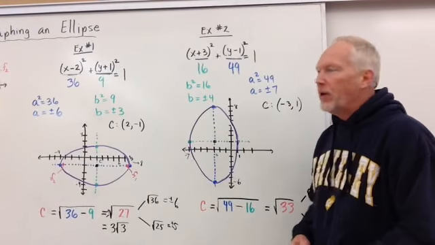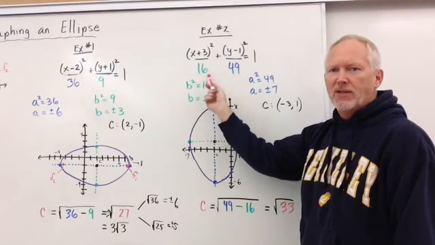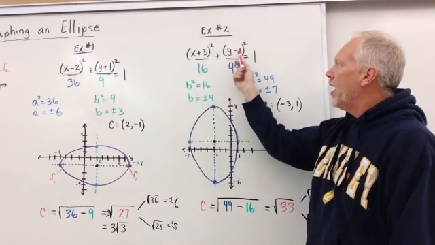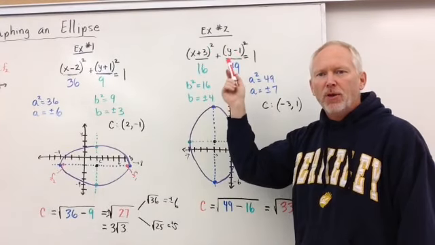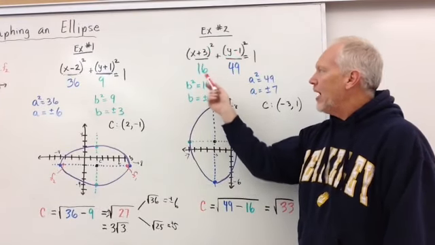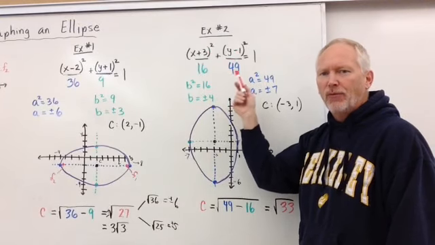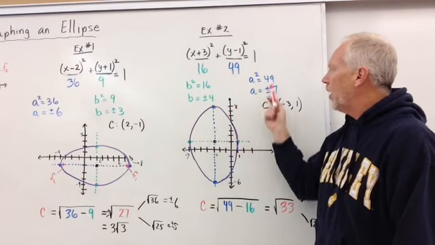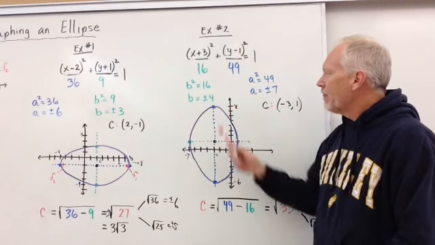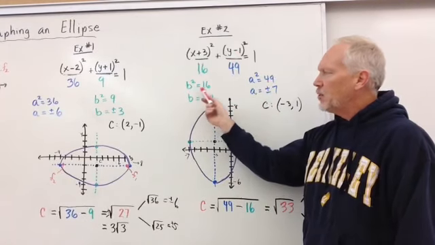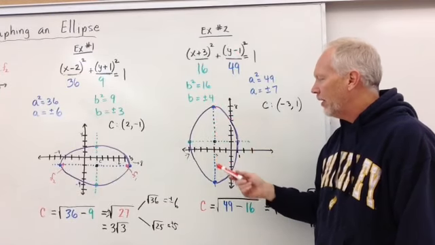So here we go. We have x plus 3 squared over 16, and we've got y minus 1 squared over 49. So you might be familiar now that the b value is going to be from the 16, and the a value will come from the 49. So a squared is 49. That means a is plus or minus 7. And b squared is 16, so the value of b is plus or minus 4.